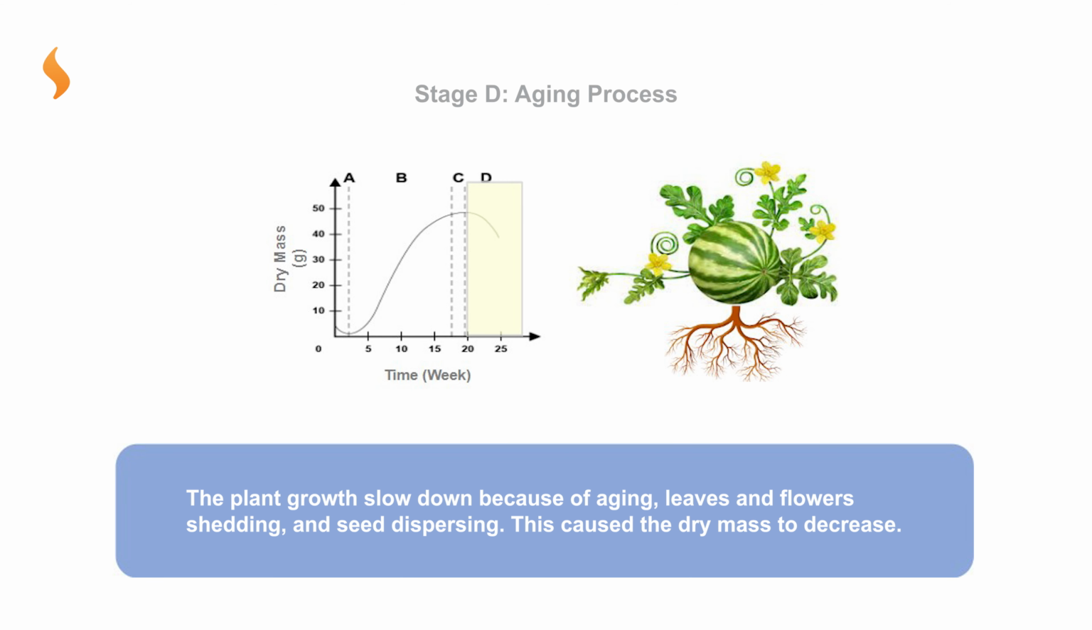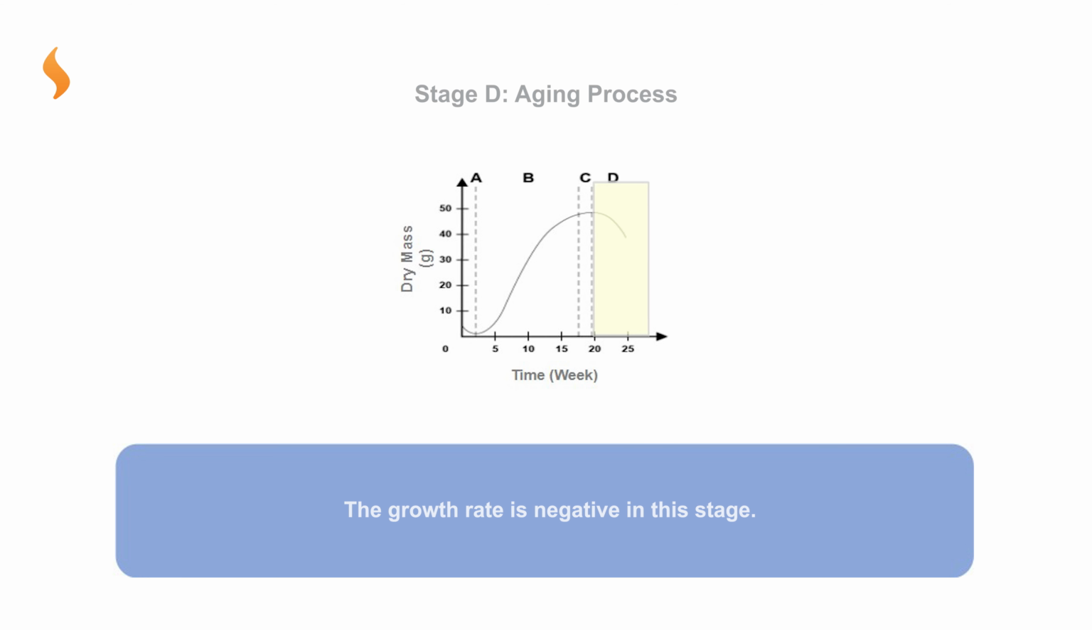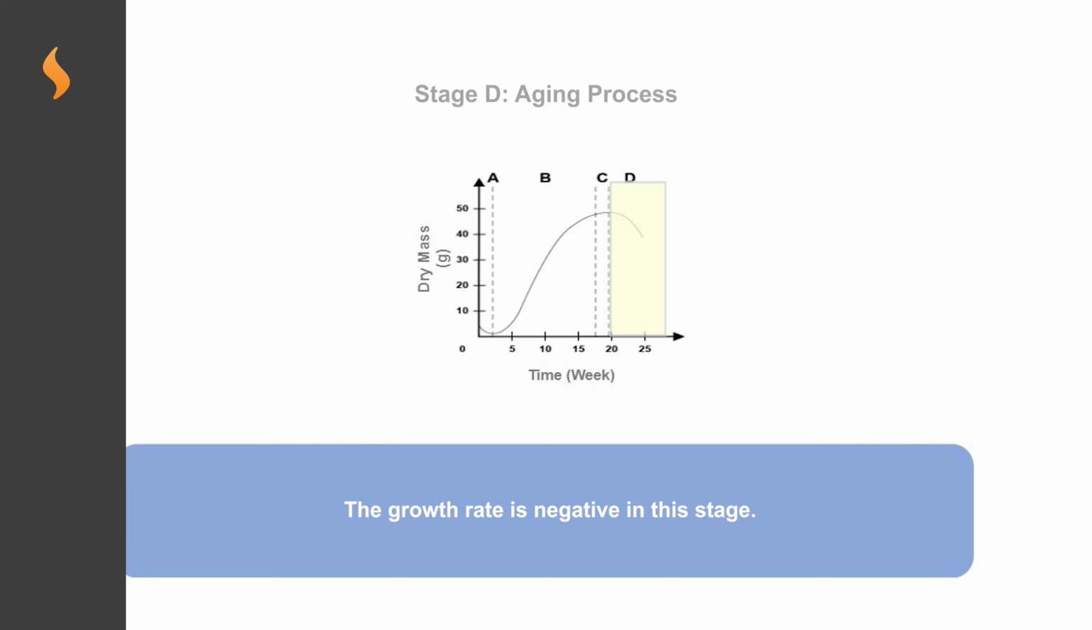In stage D, the plant growth slows down because of aging, leaves and flowers shedding, and seed dispersing. This causes the dry mass to decrease. The growth rate is negative in this stage.